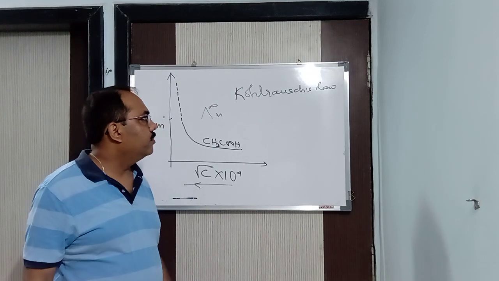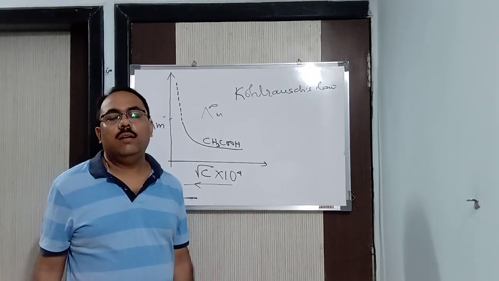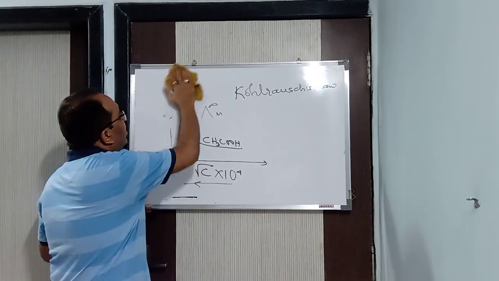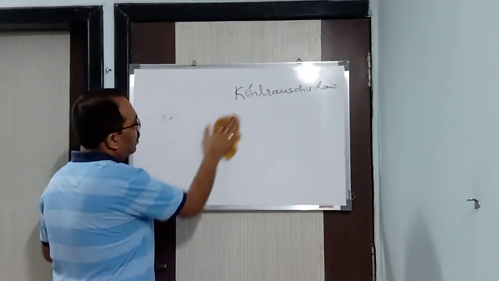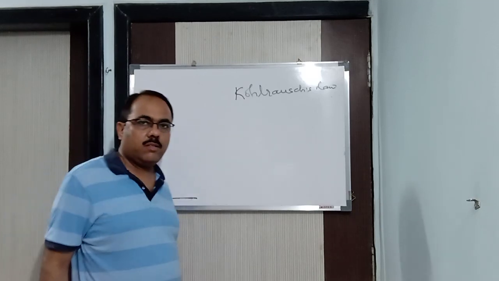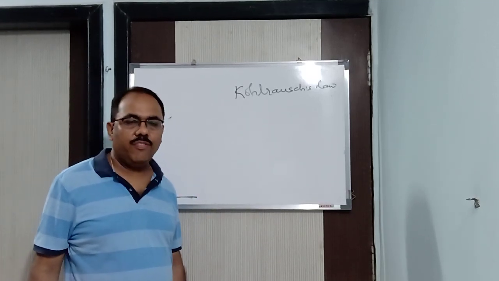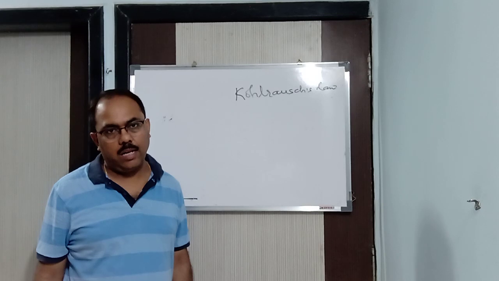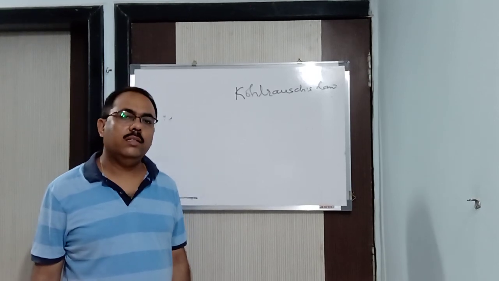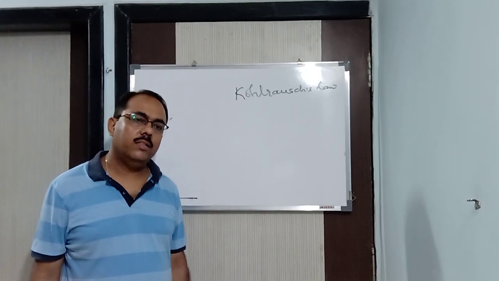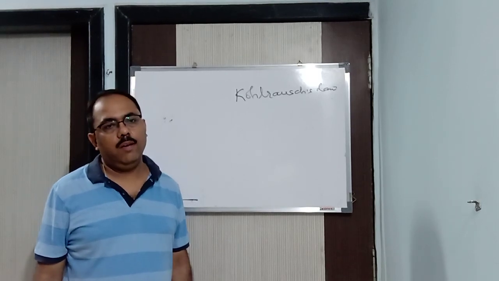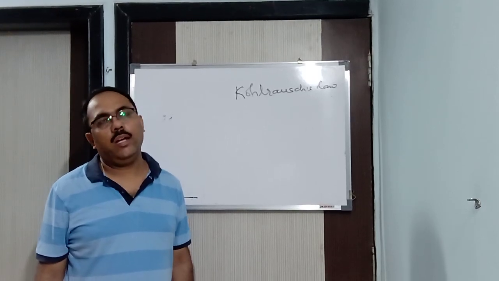According to this law, the molar conductivity at infinite dilution for a weak electrolyte is the sum of its ionic conductances of its cations and anions, multiplied by the number of cations and anions present in the formula unit of the electrolyte.